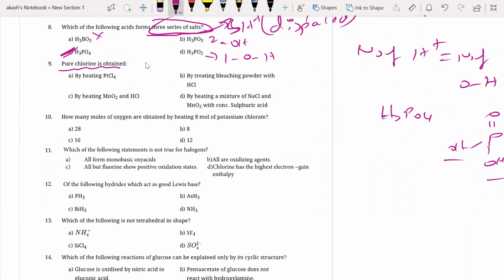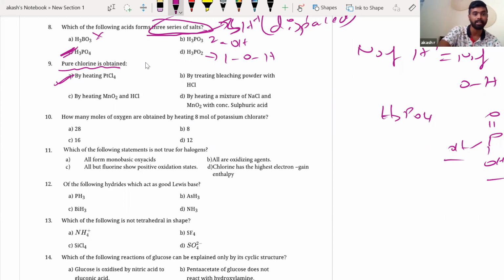Heating PtCl4. See, these kinds of theoretical questions are very rare, but they can be asked. Don't worry much about it. If one or two questions like this come and you're not able to answer, it's completely all right. Even I don't know this. How much will you remember? So the answer would be whatever they have given you, that is heating PtCl4.